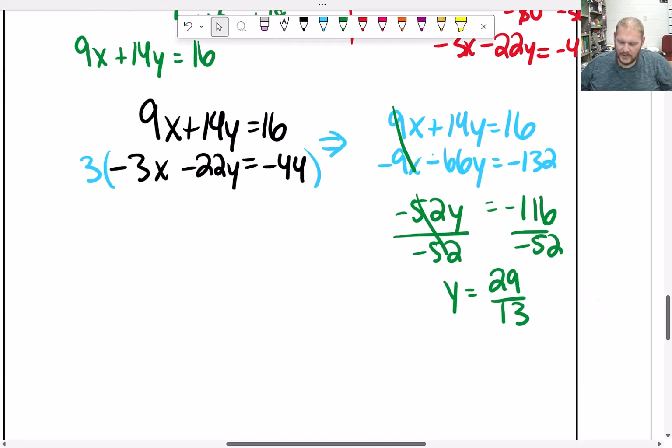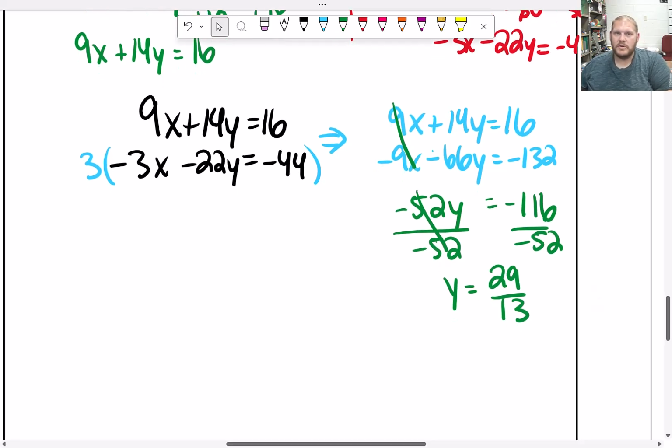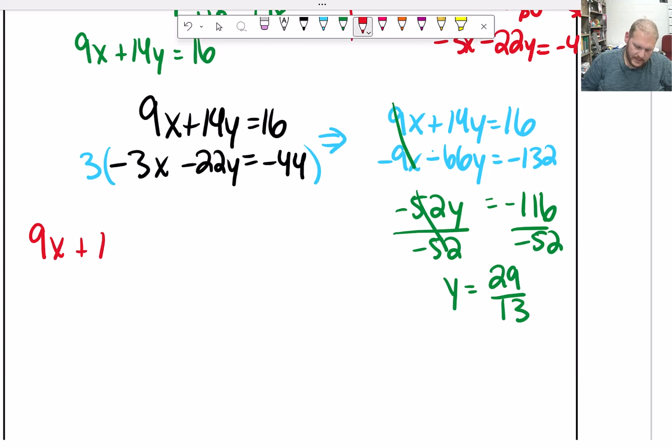Okay, but now that I have my y value, just like in every other problem, I'm going to go back to a spot where I can plug that in with one other variable. So I'm going to say that original top equation is going to get me my number a little bit nicer, I suppose. Let's do this in red. So 9x plus 14 times 29/13 equals 16.